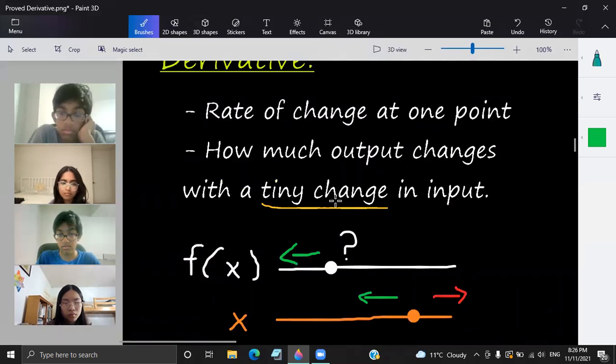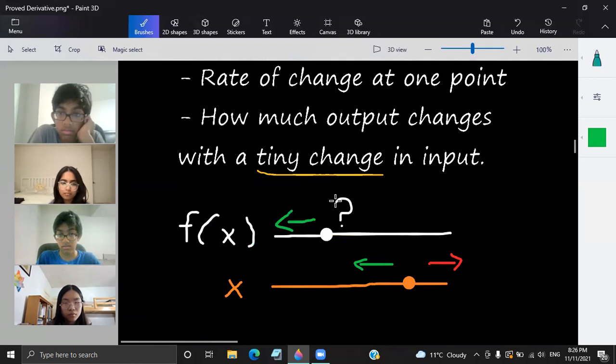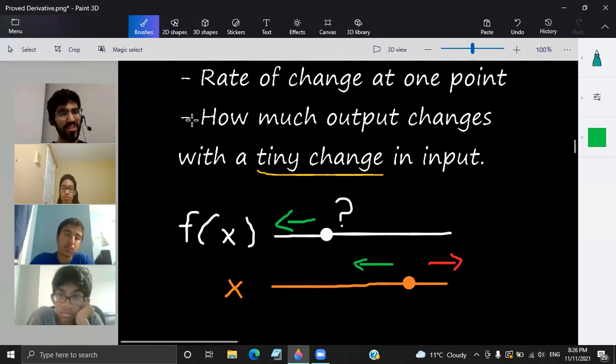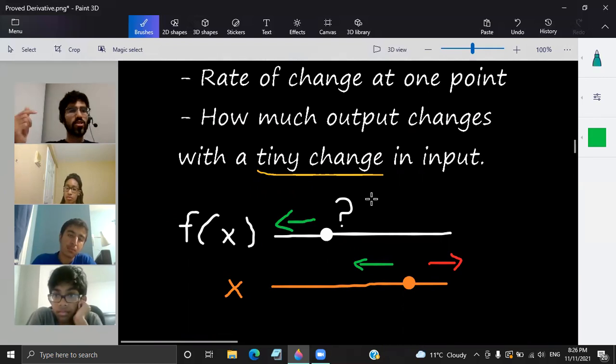So this is very key. This is the big idea to take away from this lesson. Derivative: how much does the output change with a tiny change in the input? All right. Can anyone else give me, I really need to make sure you're understanding this point, an analogy of another situation in life where you might measure a tiny change in the input and then figure out how much the output changes?